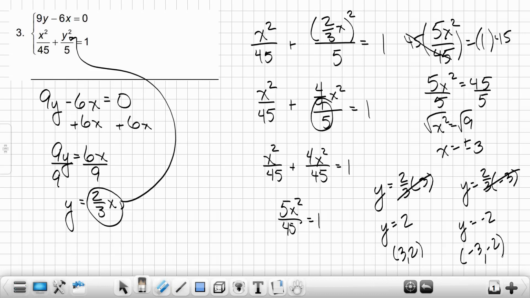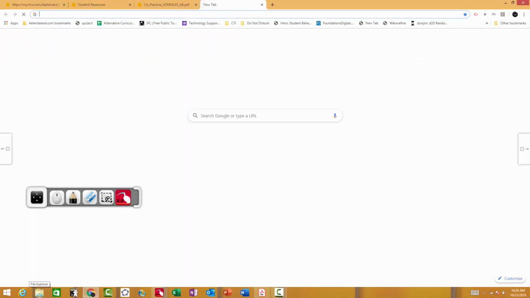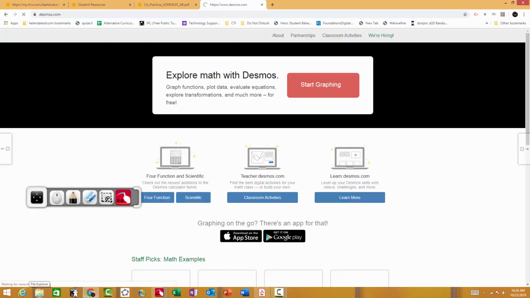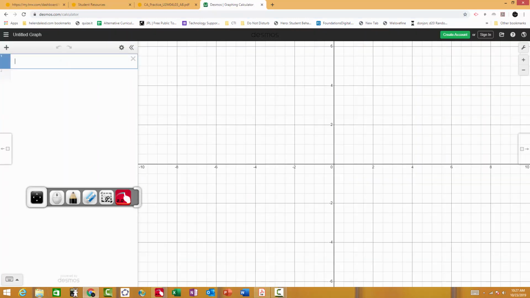Those of you who had me for geometry or Algebra 1 know how much I used Desmos. I'll go back to it in a second. Get it from a friend if you need to.